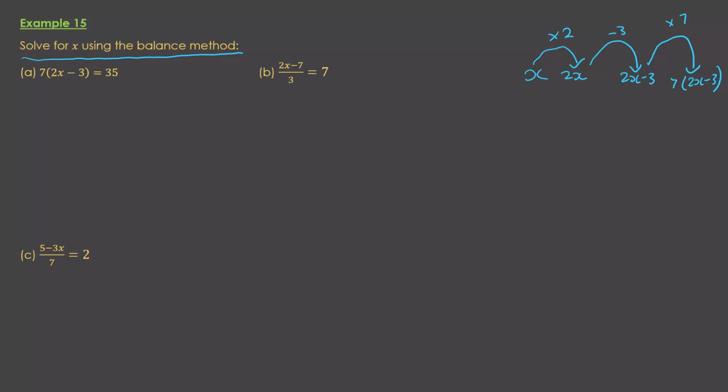So the inverse operations would be divide by 7, add 3, divide by 2, going in that direction. And that's how we're going to solve using the balance. So 7(2x - 3) = 35. So we'll start by dividing by 7.